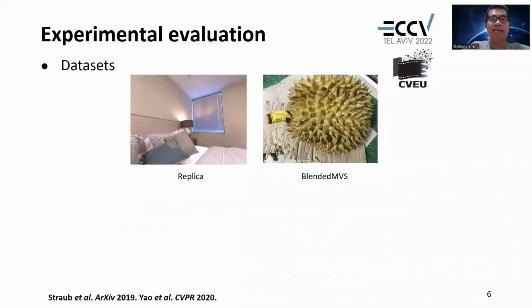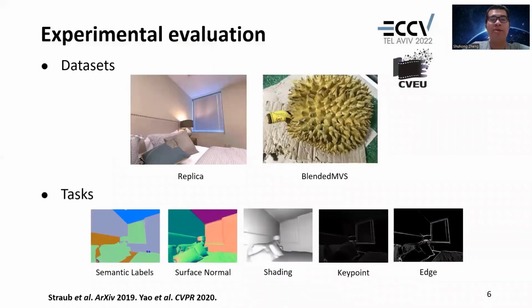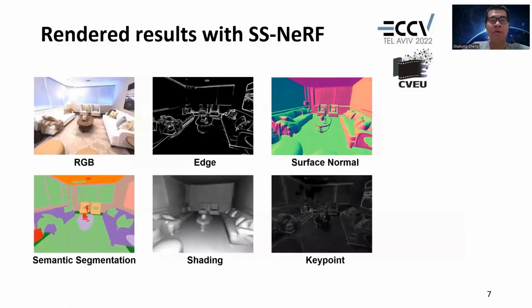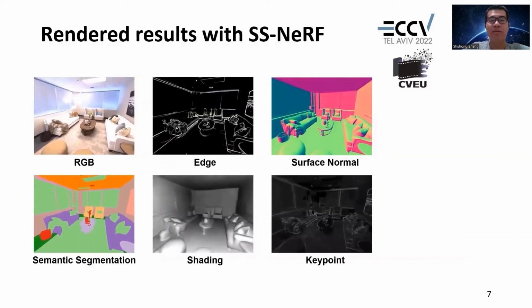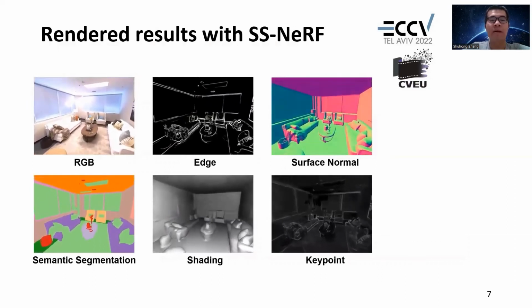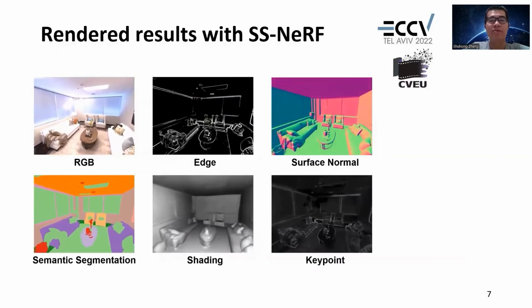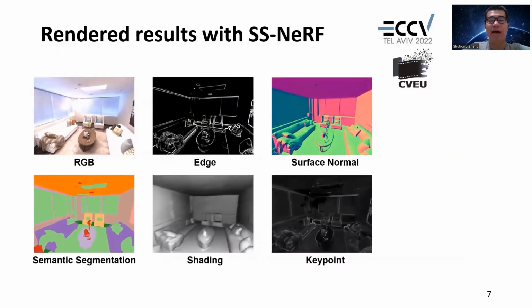We conduct our experiments on two commonly used datasets, Replica and Blended MVS. Five representative scene properties are chosen, which are semantic labels, surface normal, shading, key point, and edge. We first show a video of our rendered results with all the five scene properties and RGB images. Our SS-NeRF produces good rendering of RGB along with other scene properties when the view direction changes.